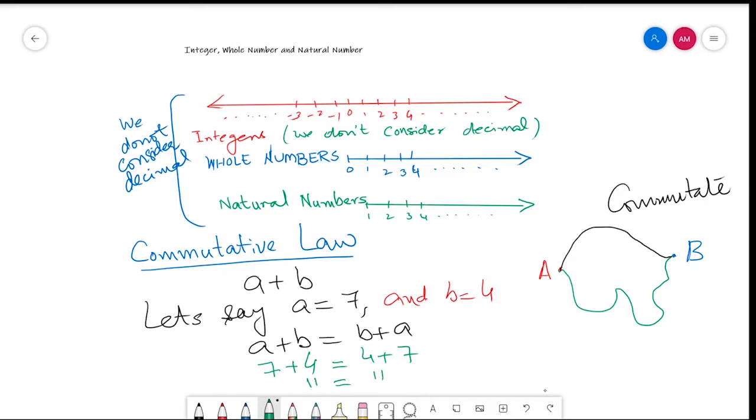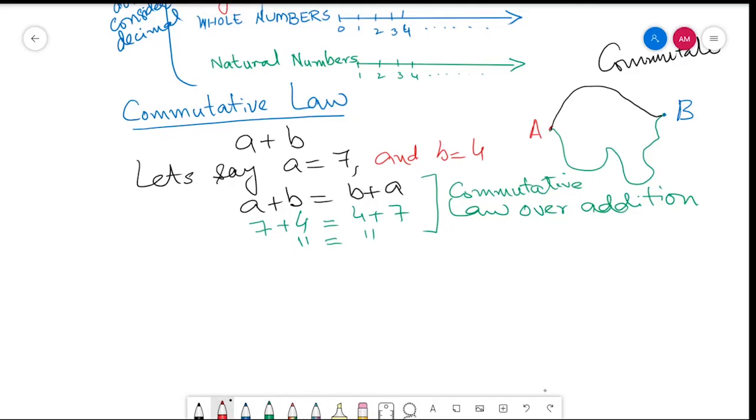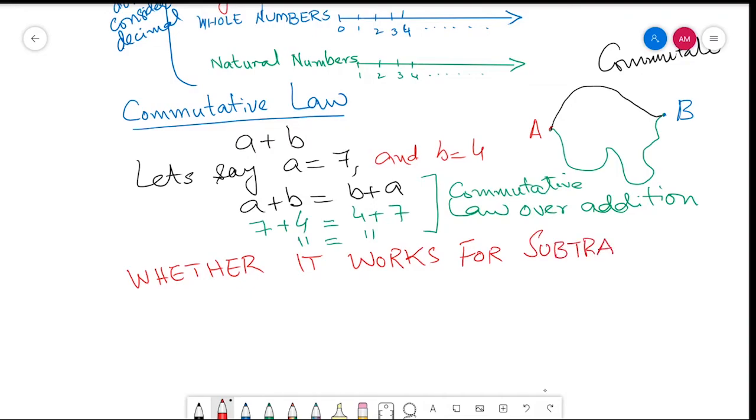So let me write commutative law over addition. It means you can add two numbers or more numbers in any sequence. But let's check whether it works for negatives, for subtraction. Let me guess, or let you guess, whether it works or not.